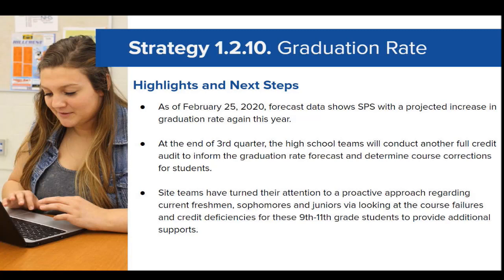Lastly, site teams continue to be proactive about current freshmen, sophomores, and juniors. As we know, this approach we've taken the last 2 years with seniors will likely be less intense as we focus on the 9th through 11th graders and make sure we have fewer kids that are credit deficient, more passing classes, and really support those kids before they become a senior. So that's been an increased proactive approach with our sites.